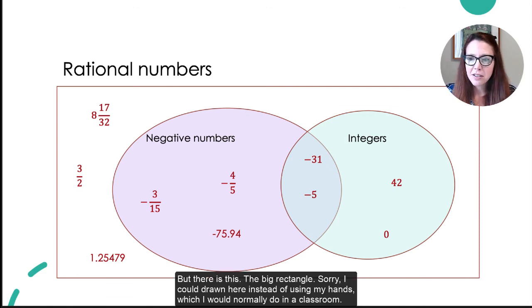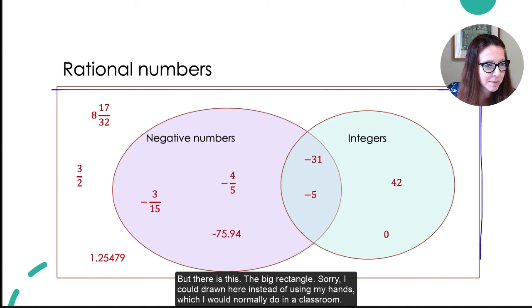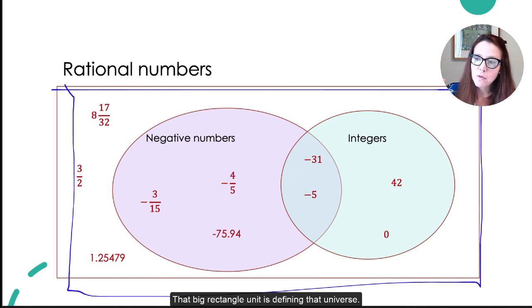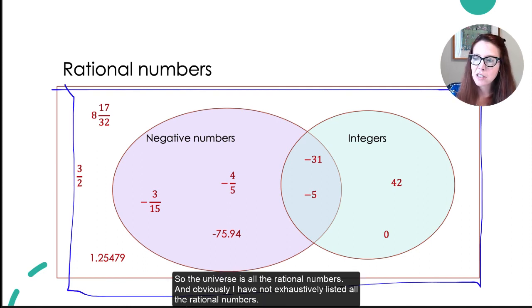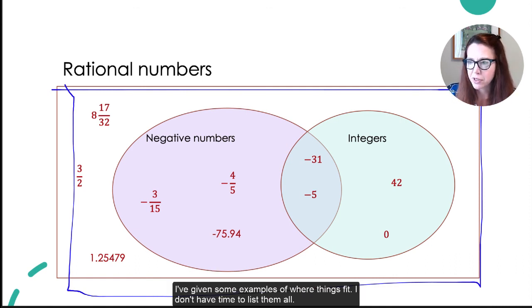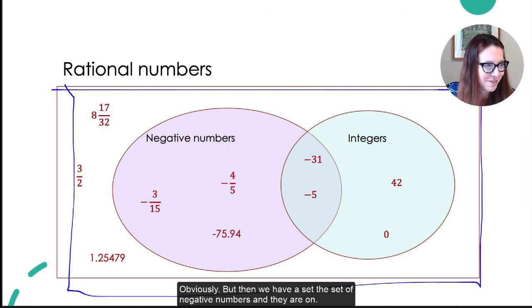But there's the big rectangle. Sorry, I could draw in here instead of using my hands, which I would normally do in a classroom. That big rectangle is defining that universe. So the universe is all the rational numbers. And obviously, I have not exhaustively listed all the rational numbers. I've given some examples of where things fit. I don't have time to list them all.